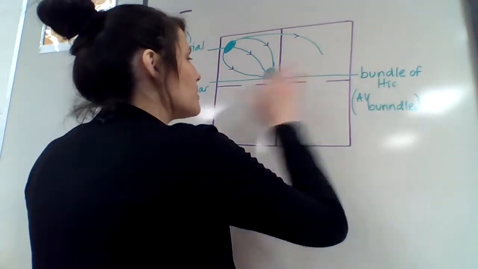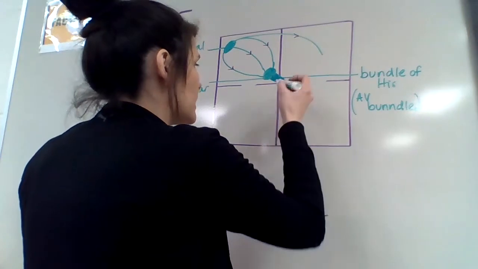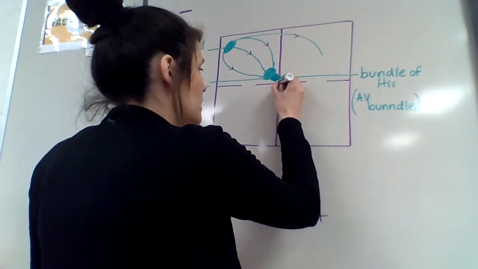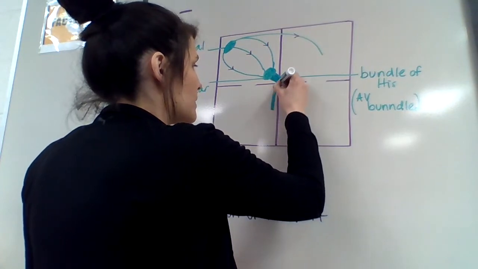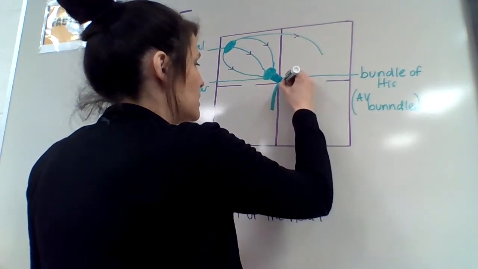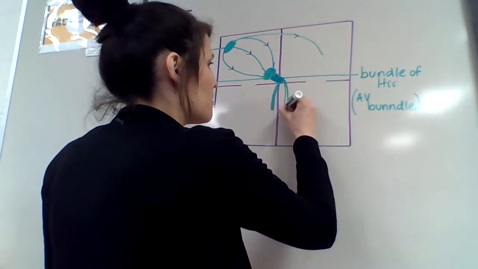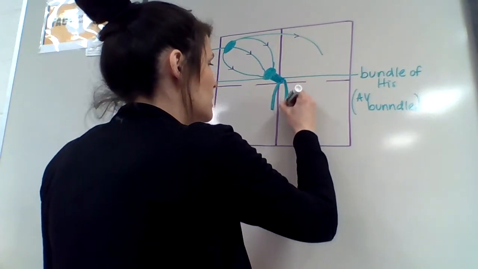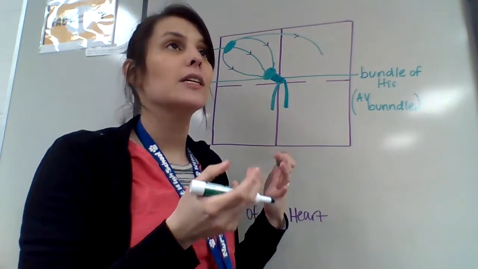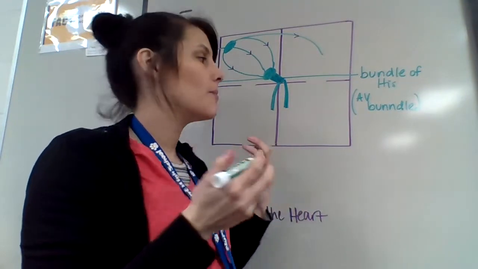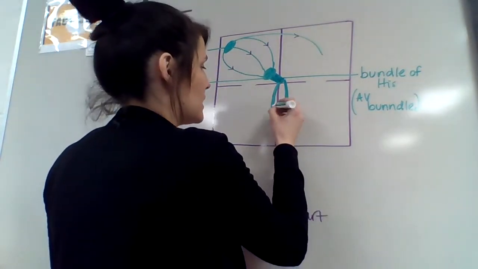Anywho, so bundle of His right there, and then we're going to have two things coming off of that. So if we just came off of a bundle and we came off into two separate sections, we're going to call them branches. So these are called bundle branches. Makes perfect sense. I love it.